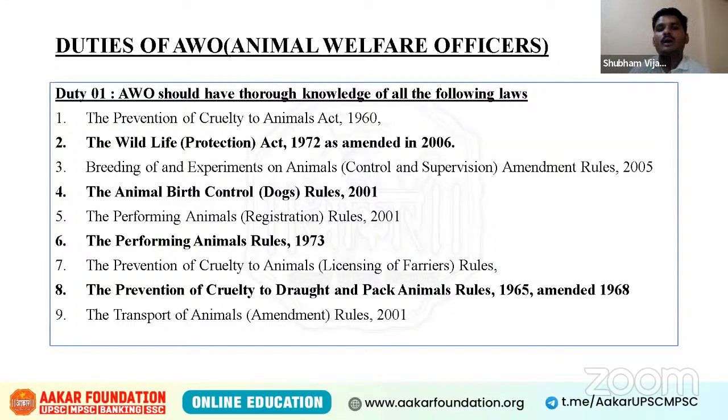Now, we have seen the role of veterinarians, particularly in the postmortem. Now we'll see what the roles of the animal welfare officer are. In short, it is called AW. So the first duty is he should have thorough knowledge of all the following laws. These are the laws we have taken recently in the last few slides, like prevention of cruelty to animals, protection of wild animals, or animal birth control. So he should have thorough knowledge of all these rules.